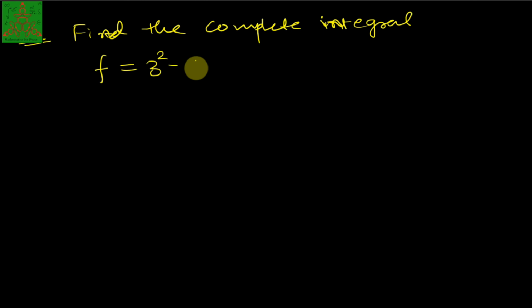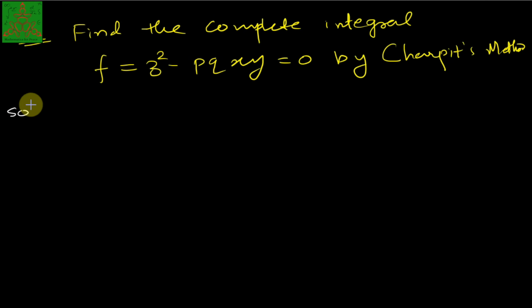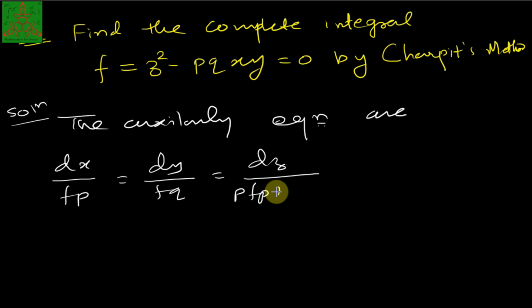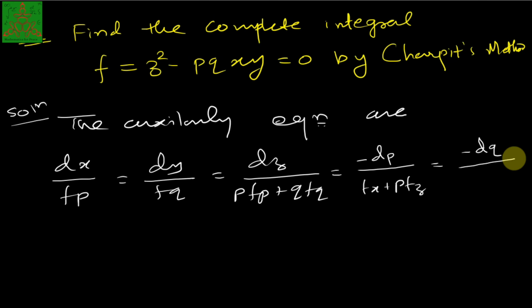First example: find the complete integral of f equal to z square minus pqxy equal to 0 by the Charpit method. Let's have the solution for this. As I told you, equation number 4 is the auxiliary equation: dx upon fp, equal to dy upon fq, equal to dz upon pfp plus qfq, equal to minus dp upon fx plus pfz, equal to minus dq upon fy plus qfz. This is our function f.